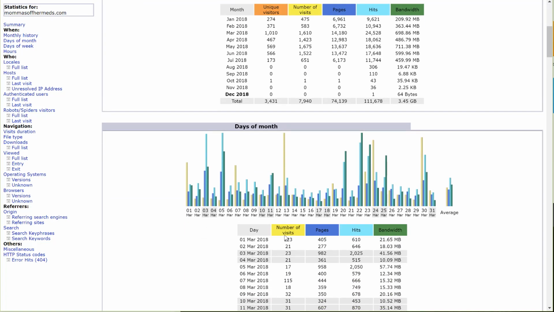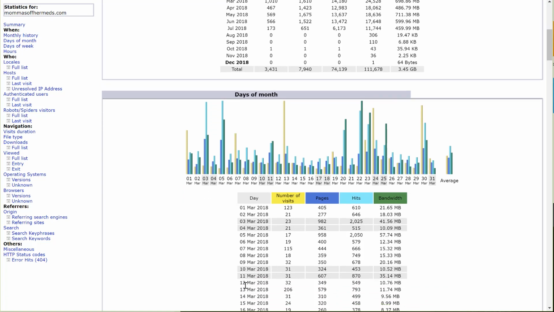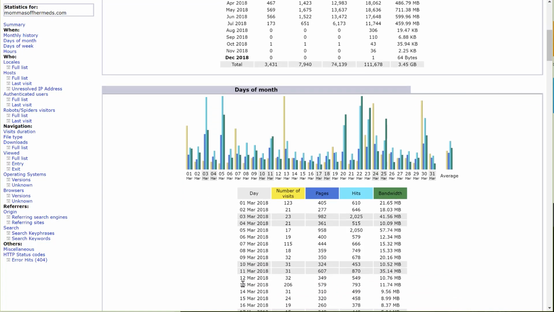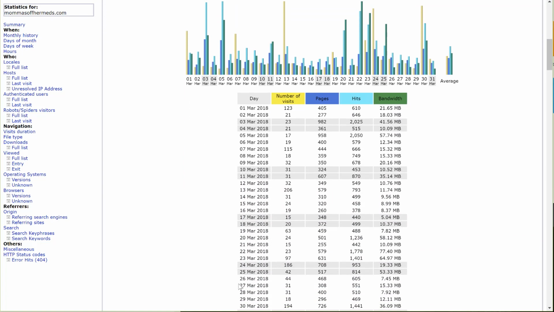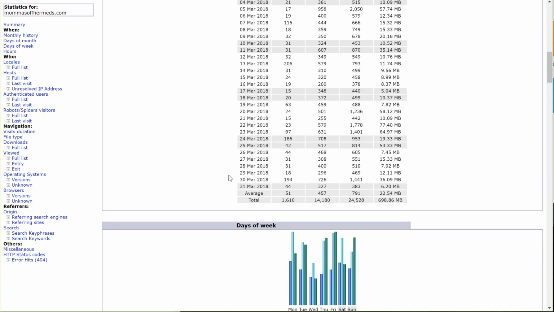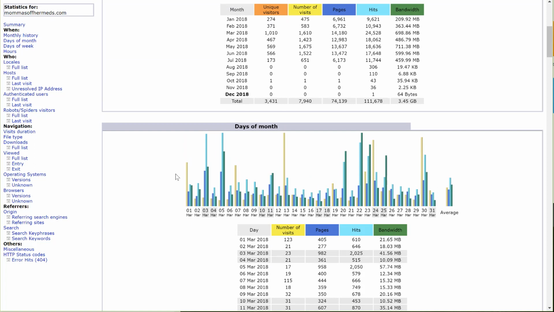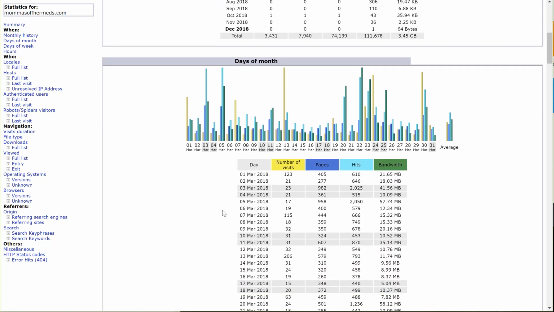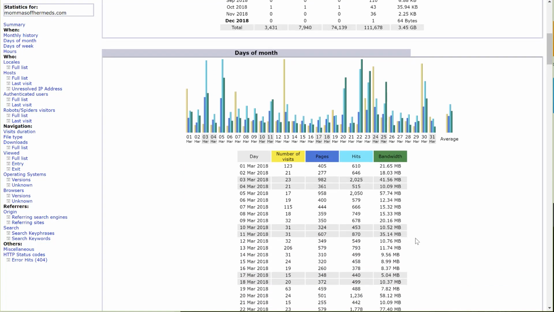The number of visits shot up March 13th, which appears to be a banner day here. 206 visitors in a day. So I'm not positive what I did on March 13th. I might go back and look at my blog posts. But you can see it in a visual representation as well as the actual numbers, if that interests you.